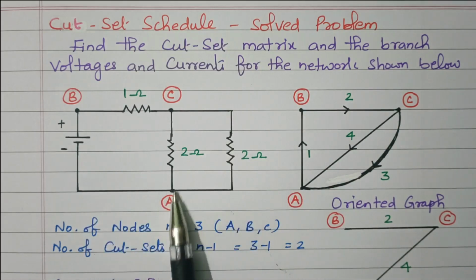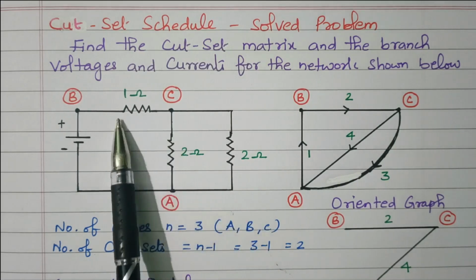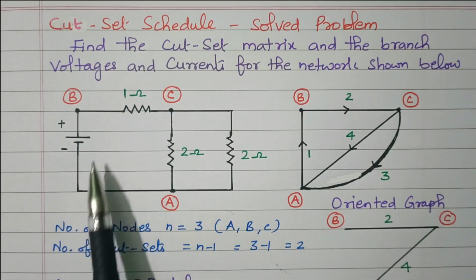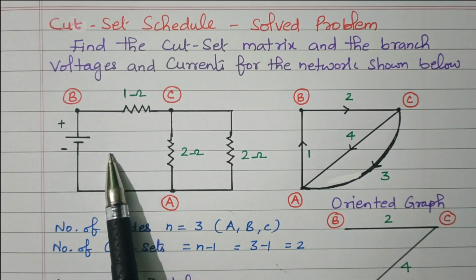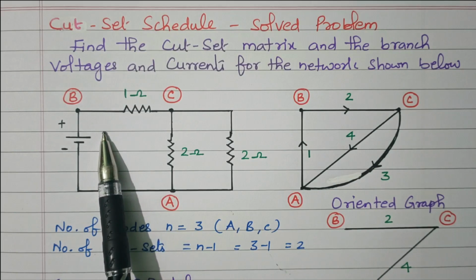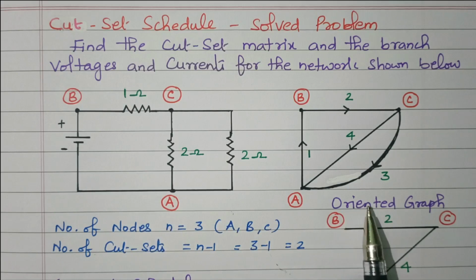Here there are three nodes available. Node is nothing but the junction point of the elements: node A, B and C. At node A, the voltage source, this 2 ohm, and another 2 ohm are connected. At node C, this 1 ohm and these 2 ohms are connected. At node B, this voltage source and 1 ohm are connected. Node is nothing but the junction point at which network elements are connected. From the network we can draw the oriented graph.